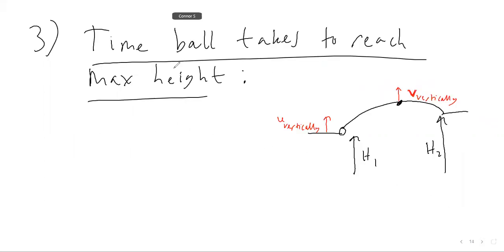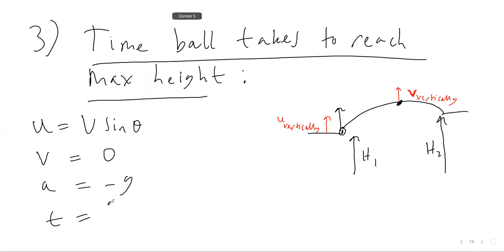Okay, so now calculating the time a ball takes to reach the maximum height. Again, this is another vertical Suvat problem. Remember our initial speed vertically is going to be u sine theta. Our final speed vertically is still 0, because we're trying to go from there up to there. Acceleration, again, is negative g. And we want to find the time. So this is just normal Suvat, and the equation we're going to use, the one that's missing s, is v equals u plus at.